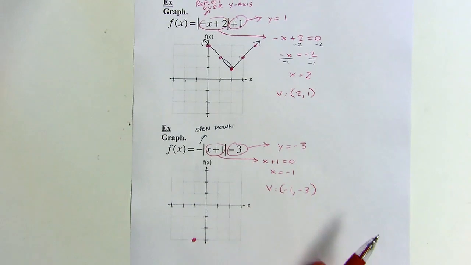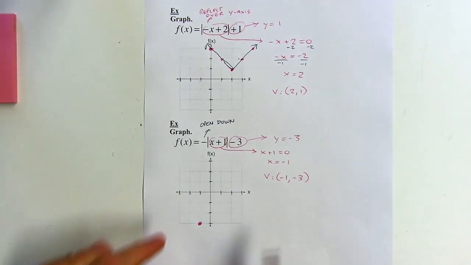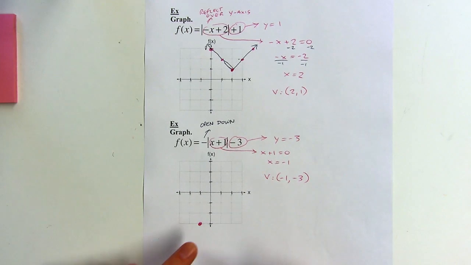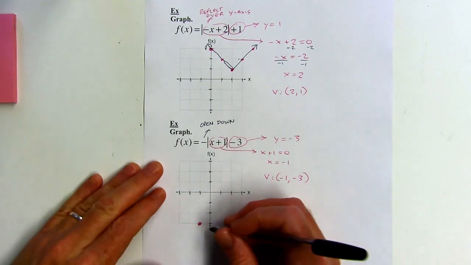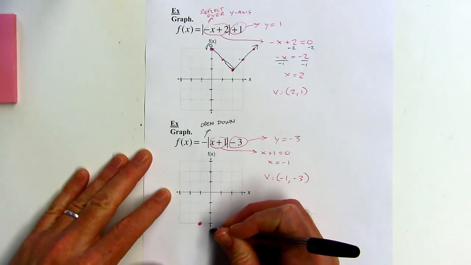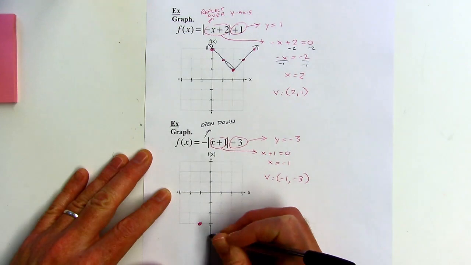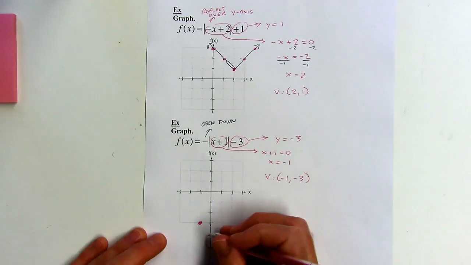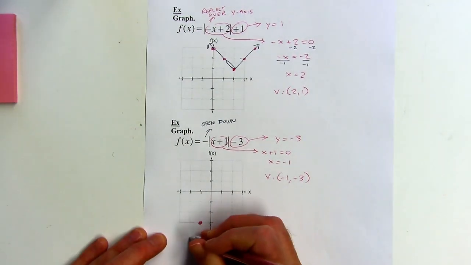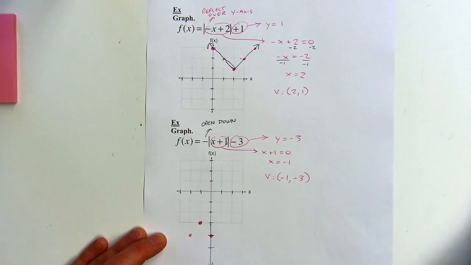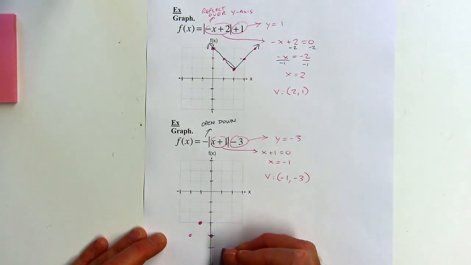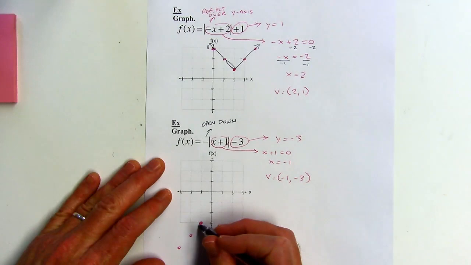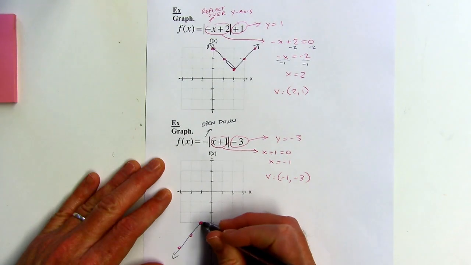But I know this opens down. So normally I'd go up 1 to the right one, up 1 to the left one. Well, since it opens down, that means I'm going to go the other direction. And I should have made this graph bigger, so I'm going to make a couple more points down there. I'm going to go down 1 to the right one, down 1 to the left one, and repeat that. So this parabola now opens downwards.